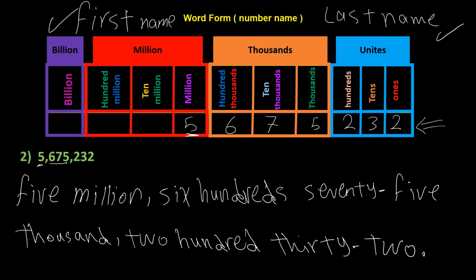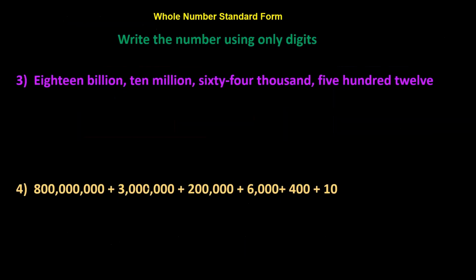Let's go. Hello, my friends, in the third part. Third part here, whole number standard form. How can you write a whole number in standard form? To write a whole number in standard form, you have to write the number using only digits. Only digits. Do you remember the word form? In word form, you convert the number and write it in letters. But here, you will convert the word form or expanded form to only digits.